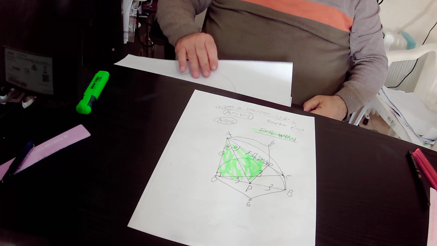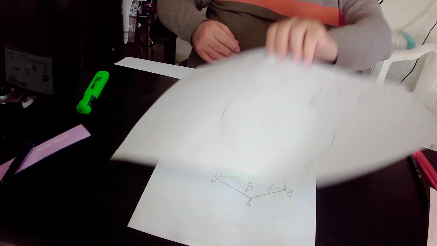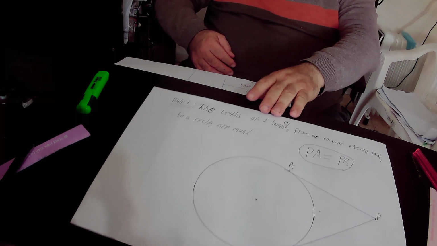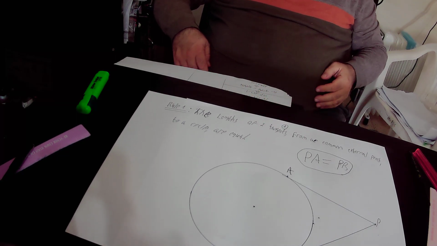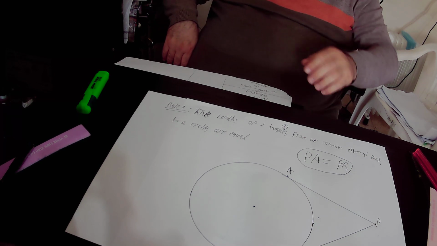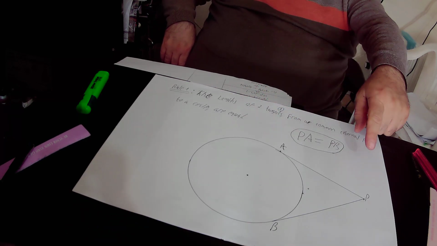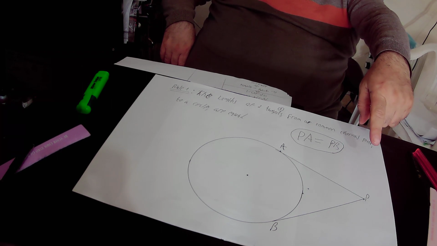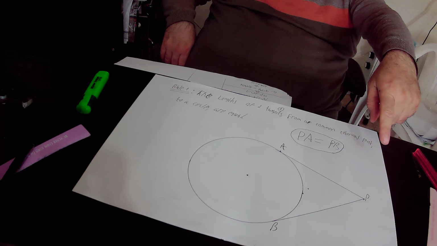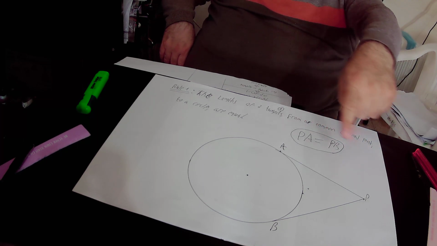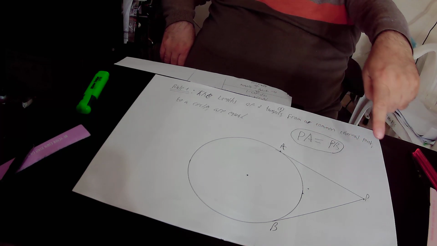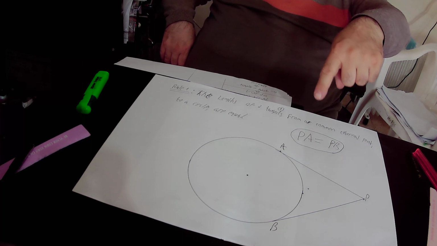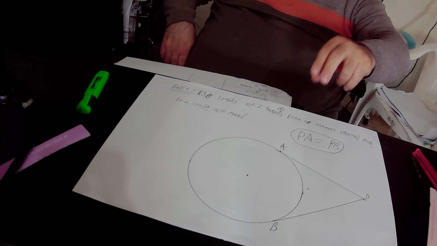And then I presented to you rule number 1. According to rule number 1, the lengths of two tangents from a common external point to a circle are equal. So here we have this circle and we have the point P, that is the external point of this circle. From point P we draw two tangents to this circle. The first tangent is PA and the second tangent is PB, and the lengths of those two tangents will be equal to each other. That is to say, PA equals PB.